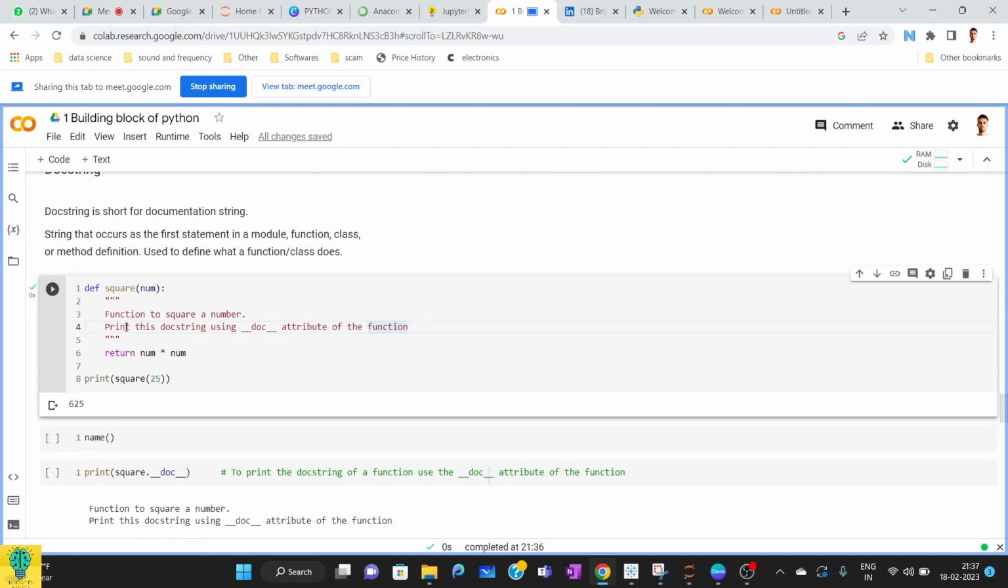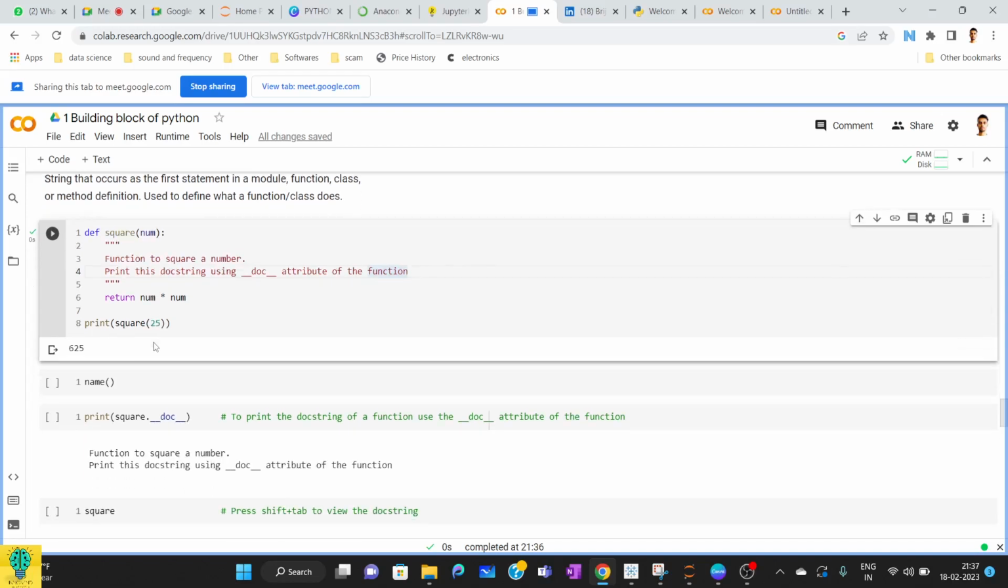So to tell exactly what this function does and why I have made this function, I have written certain comments inside that function. That comment is basically called a docstring. A docstring is a string, and a string is basically a collection of some words, a group of words. Understand it in that way.